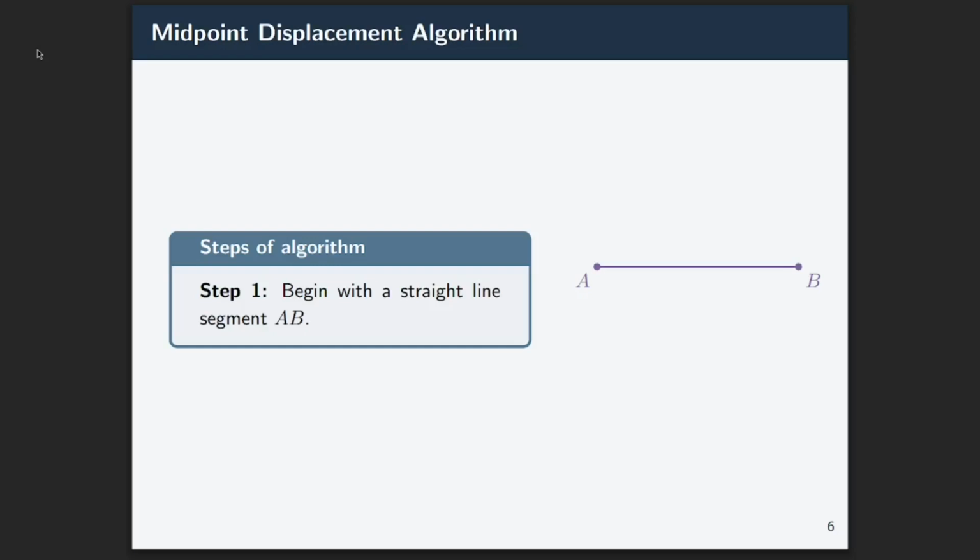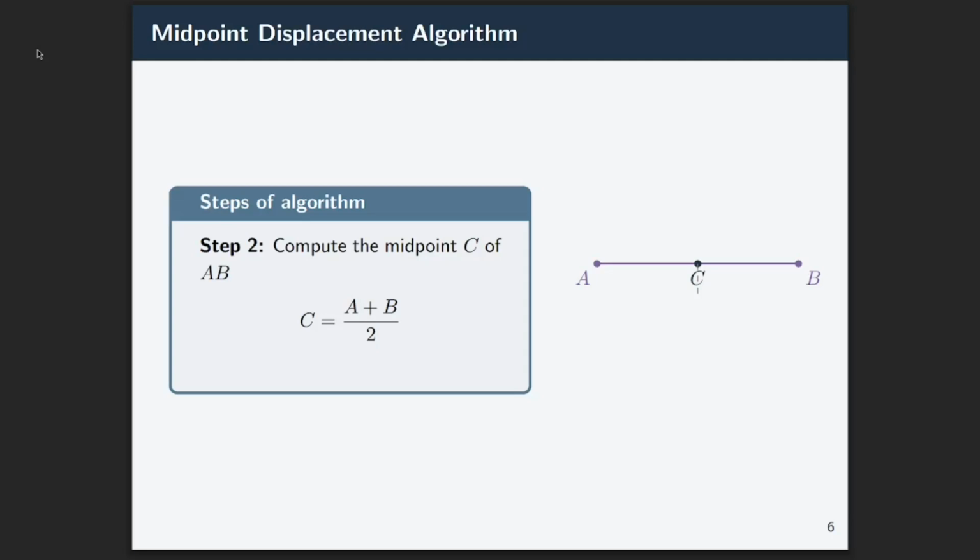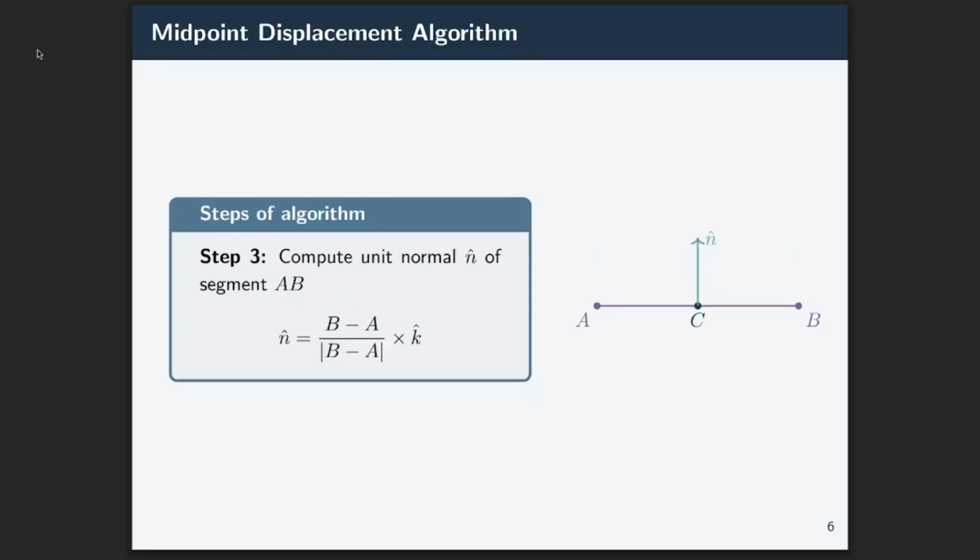Moving on, midpoint displacement algorithm, our second algorithm in the list. We're going to start again with something very basic. Start with a straight line segment, call it AB, find its midpoint C. Now, find the normal of AB. It can be upward or downward, it really doesn't matter. And along this normal, we're going to displace C.